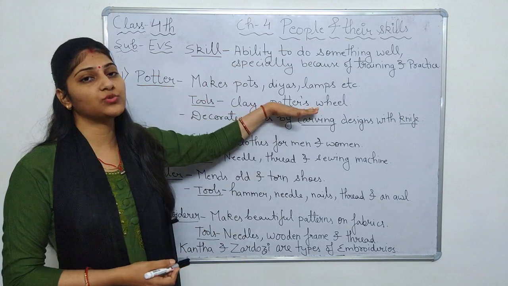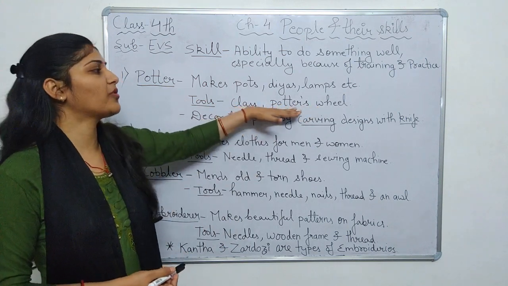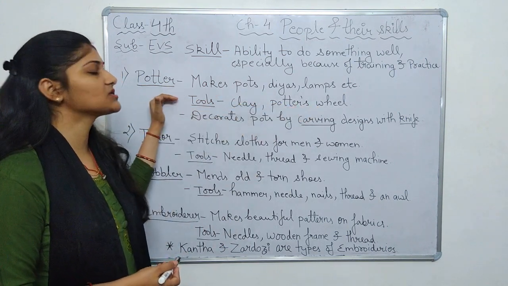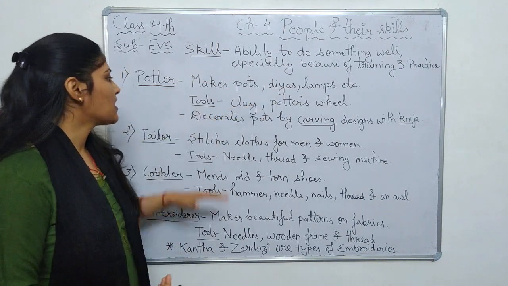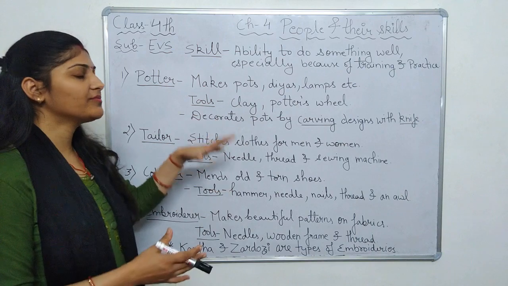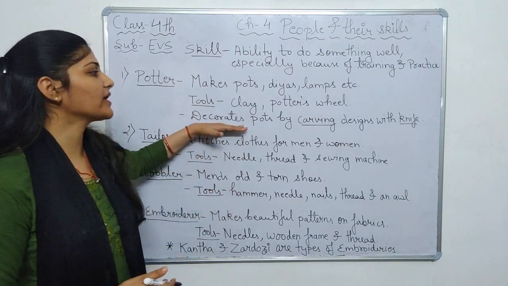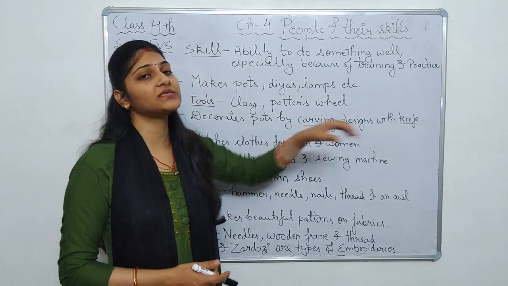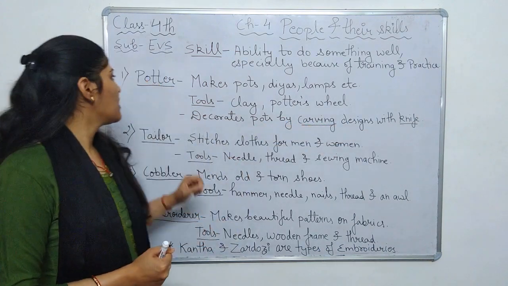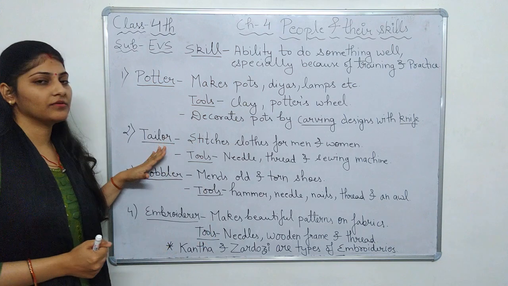Next is potter's wheels. So these are the two important tools which a potter uses to make his pots, diyas, lamps, etc. Now what he does after making these things, he decorates pots and other things by carving designs with a knife.